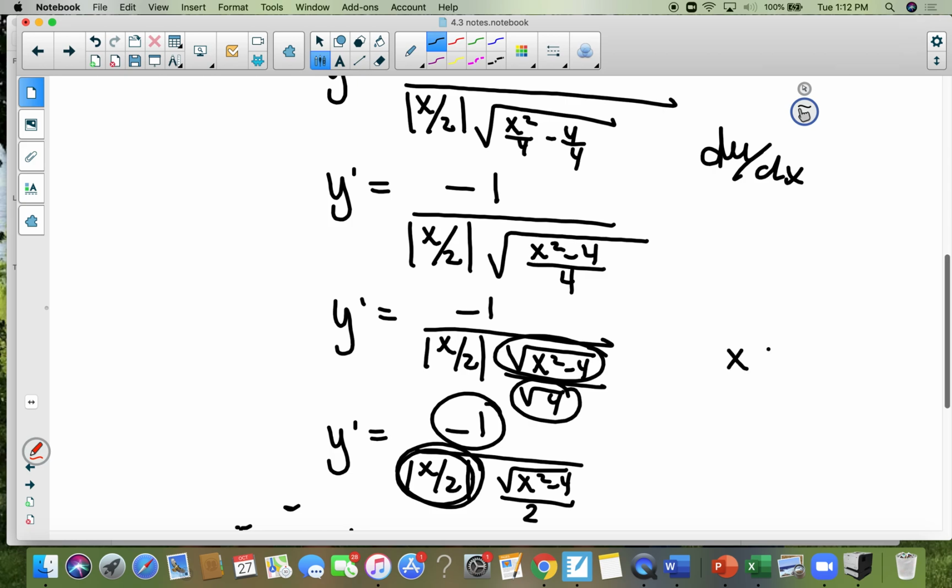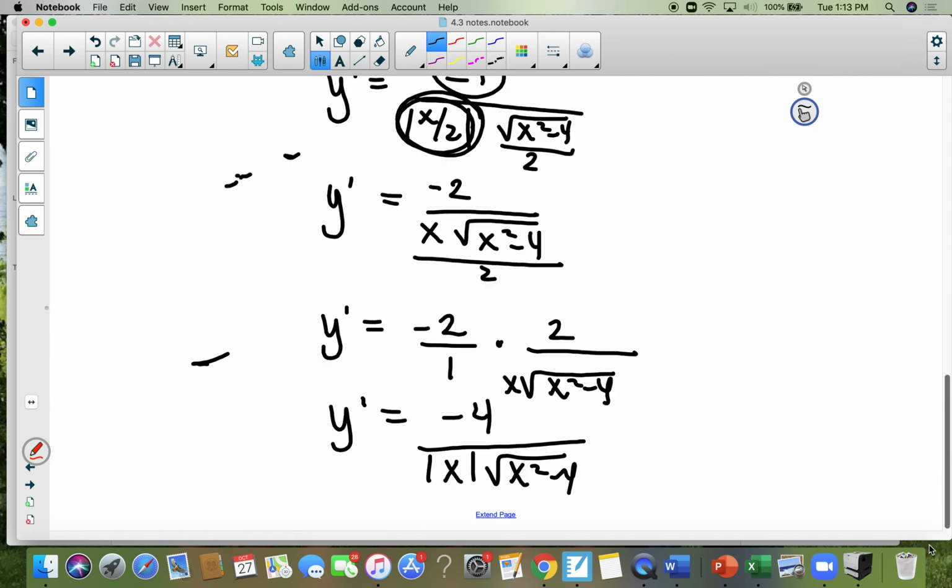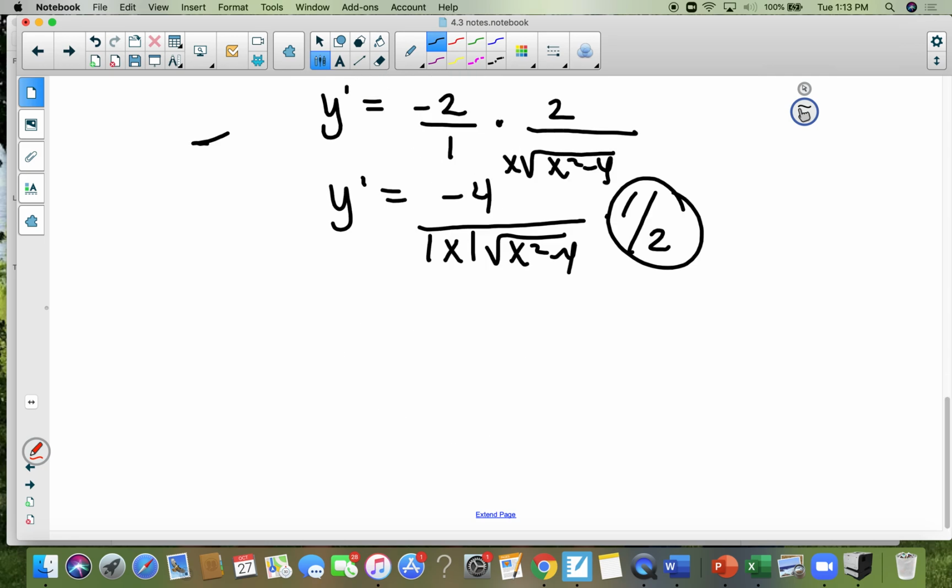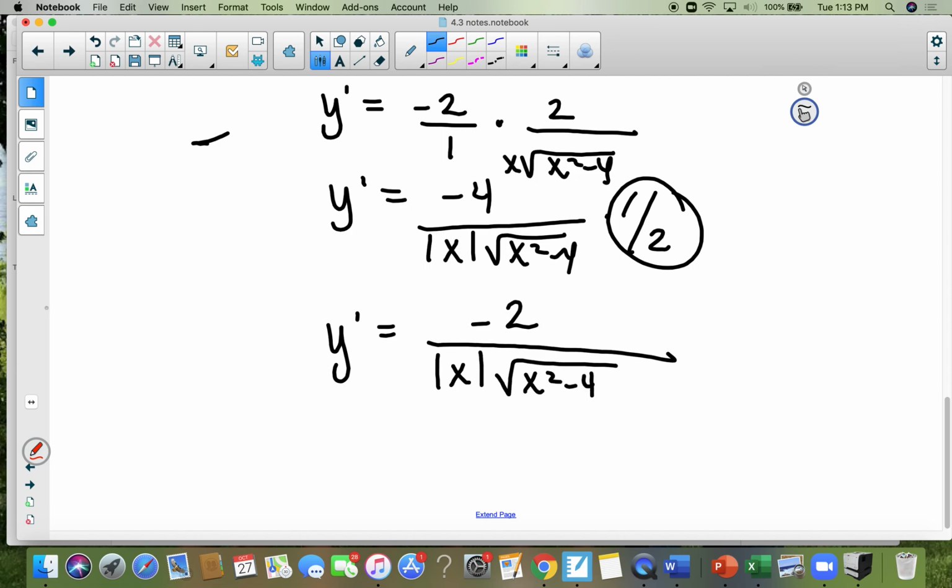Well, if you think of x over 2, that's why I wanted to wait and do this anyway. X over 2 is the same thing as a half of an x. The derivative of 3x is 3. The derivative of 2x is 2. So the derivative of a half of an x is just a half. So I need to have a half right here. So my final answer is a negative 2 over the absolute value of x times the square root of x squared minus 4.